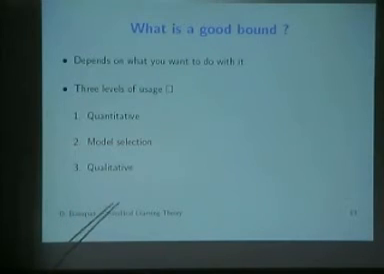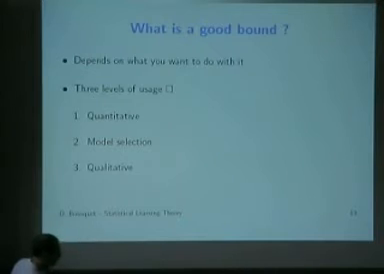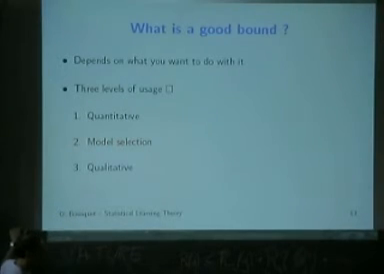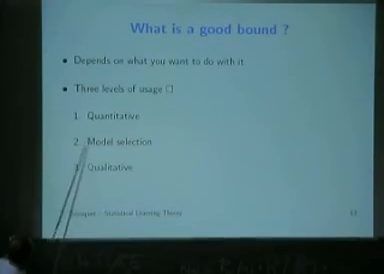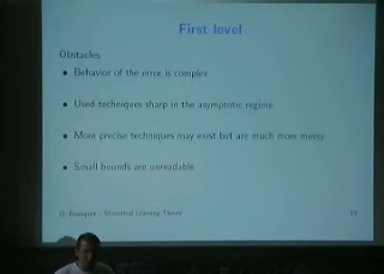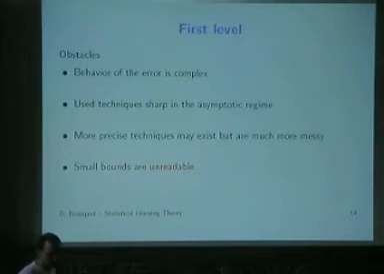And if you think about it, there are three levels in which you can try to use these bounds that I've displayed here. There is the quantitative level, which is this one. I compute the value and I try to see whether it gives me anything interesting. Another level is to do model selection, to use the bound to choose some parameters of the algorithm. And then the last one is the qualitative usage of this bound. And we'll see what this means. Okay, first level. Let's try to make use of these values.